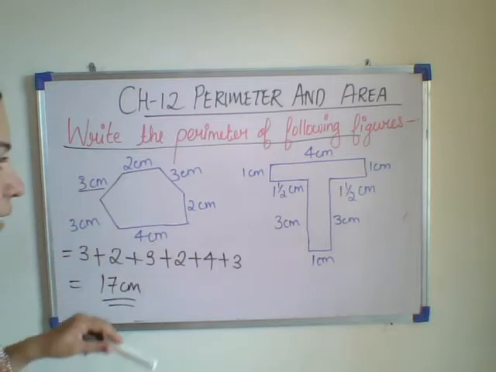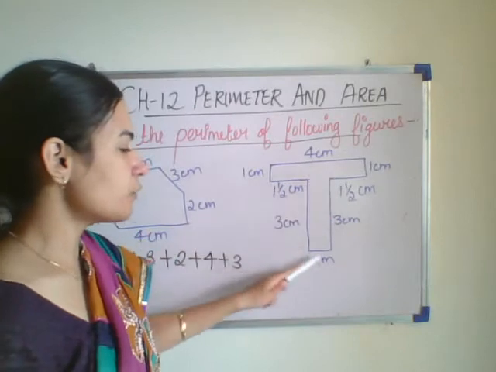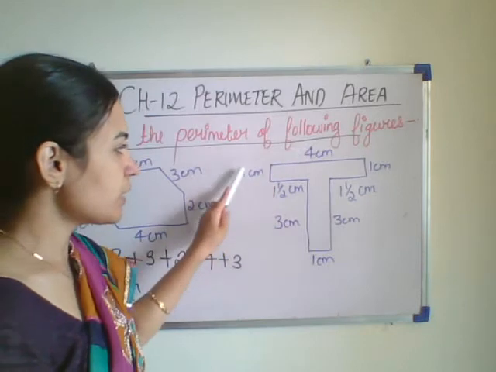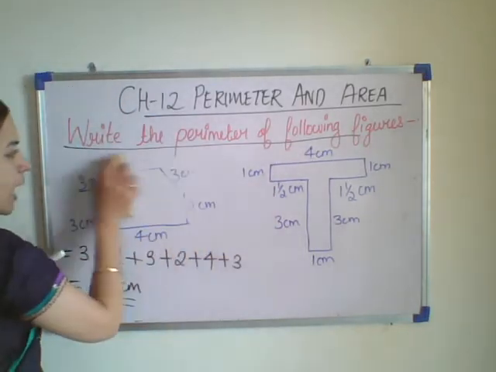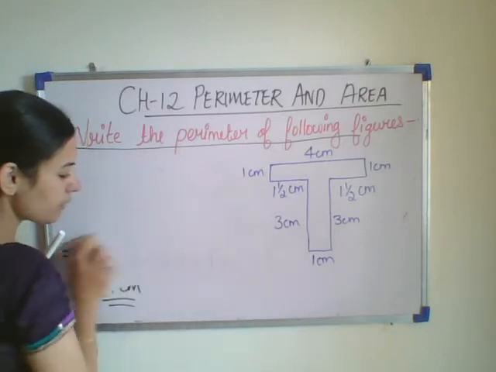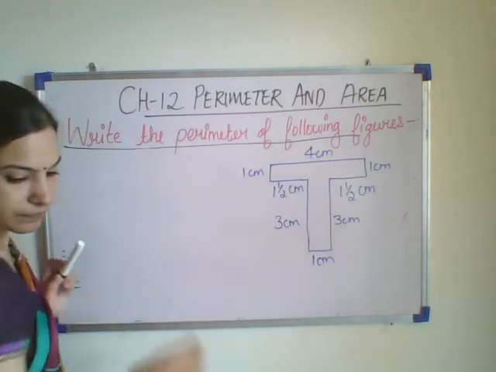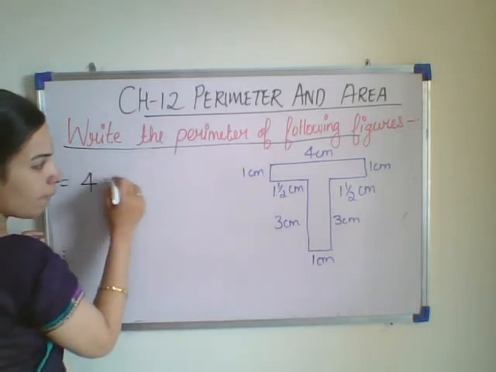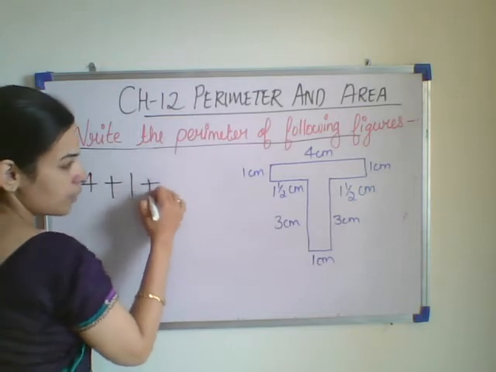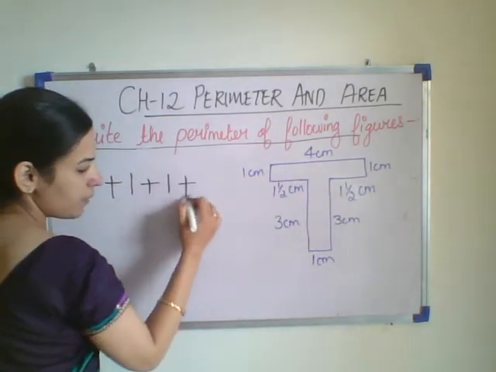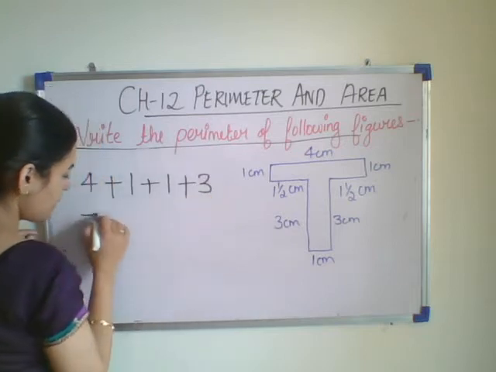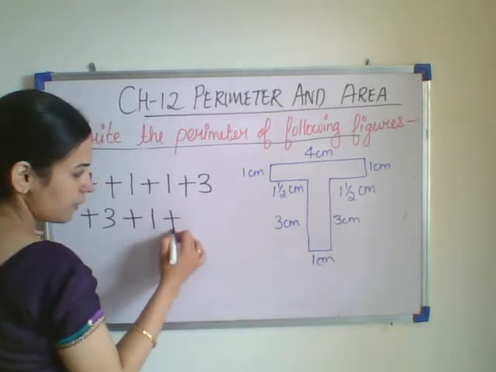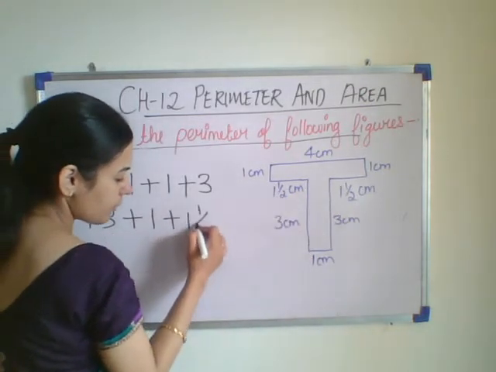Now next, let us find the perimeter. Here I have drawn the shape of T. So we have to find the perimeter of this T figure. I have written the measurement of each side. So we have to add these measurements, then we will get the perimeter. So first I have written here 4 plus 1 plus 1 plus 3 plus again 3 plus 1, and these two are mixed numbers. So I am writing this together.